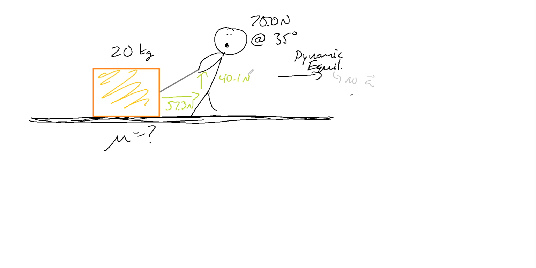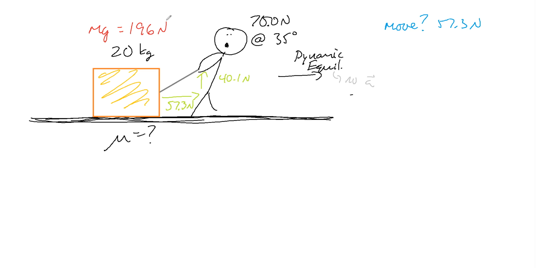So between those two forces, how much force, and I often like to ask myself, how much is trying to move it? Well, that's that 57.3 newtons, the force in the x direction. That's how much is trying to move it. And then the 40 is actually pulling up. Now I've also got the mass of the box. So really simple, I'm going to find the mg for the box. That's just around 196 newtons, something like that.